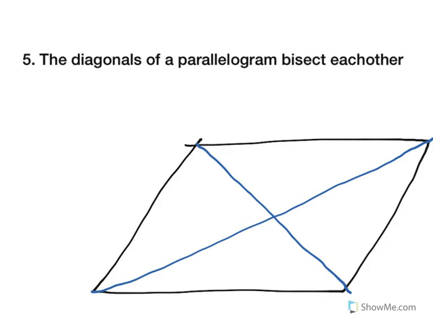The fifth property of parallelograms is that the diagonals of a parallelogram bisect each other. So the diagonals of a parallelogram are shown by these blue lines, and what makes it the diagonal is that it goes from one corner to the other opposite corner. And so when it says that the diagonals bisect each other, all that means is that the length of the line on this side is the same length as the line on that side. And same goes with that line and that line.